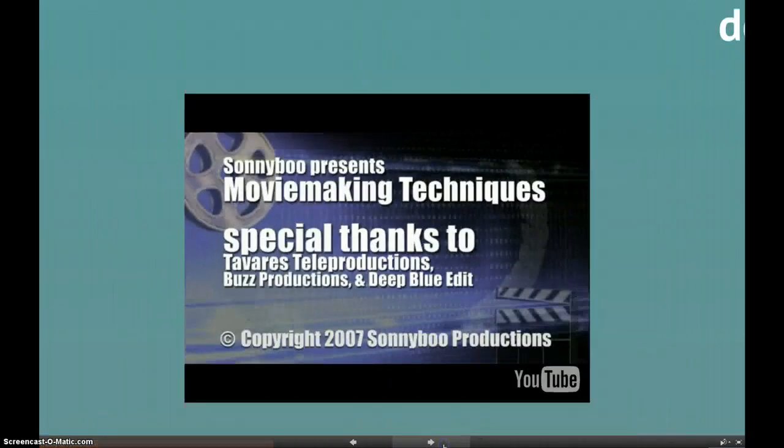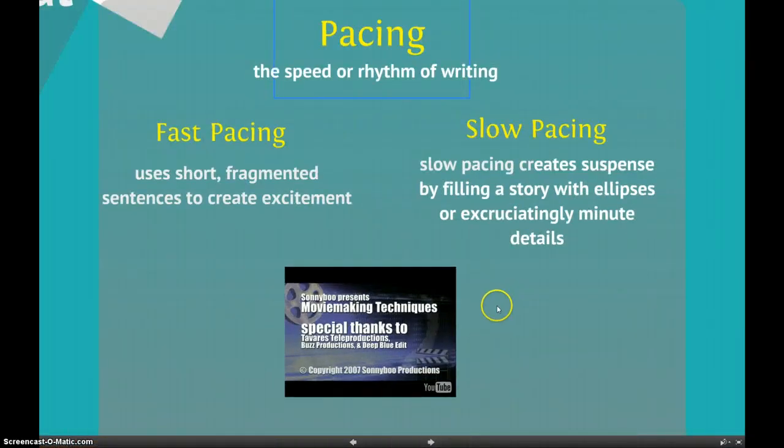Alright, so even though they changed music and some other things on there, you can see the difference. Fast pacing created excitement by cutting through shots quickly. With writing, that is going to be cutting through sentences quickly. Slow pacing not only slowed it down to make it more appropriate to the setting, but it also slowed it down to create a little more suspense.